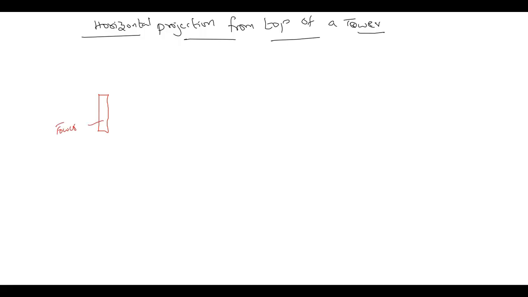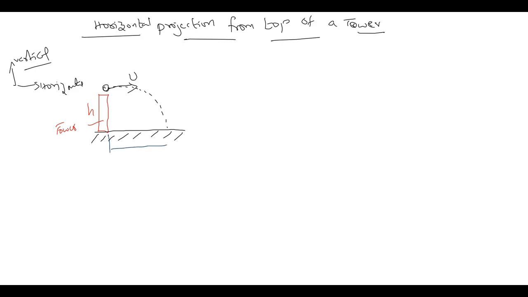Let us take the height of the tower as h. From this top of the tower, you are throwing an object horizontally. This is horizontal and this is vertical. So if you are throwing horizontally with u velocity, then the path followed by the body will be like this. This is the ground. Now from here to here we call it the range.